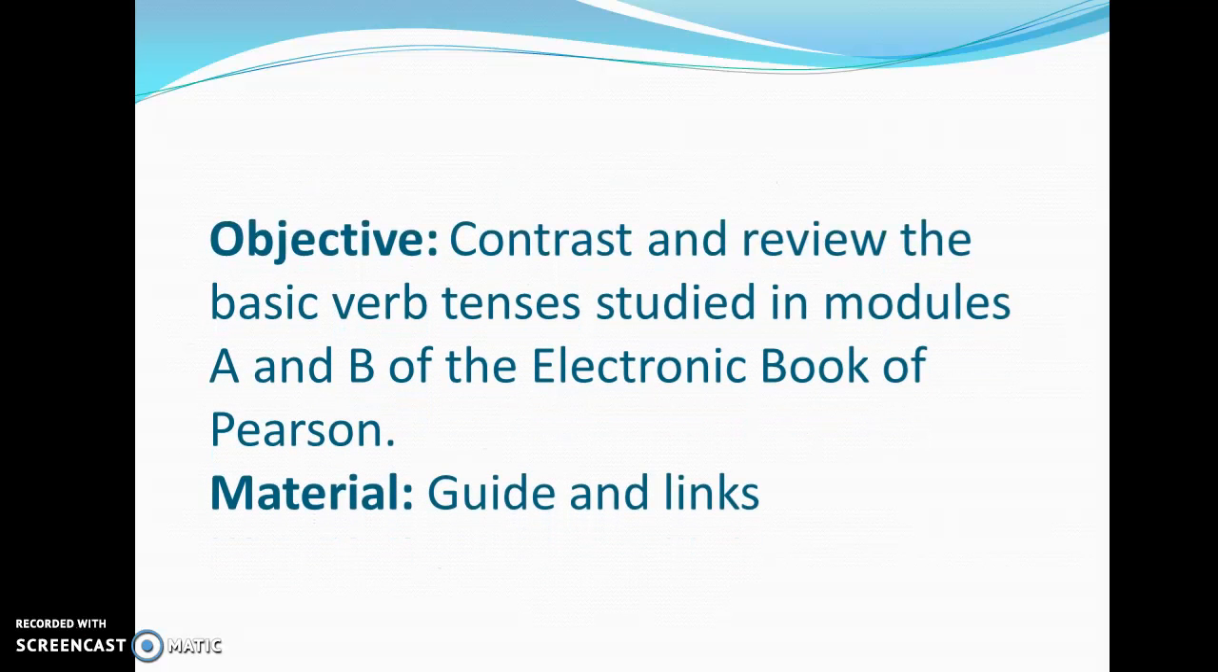The objective of this guide is to contrast and review the basic verb tenses studied in modules A and B of the electronic book of Pearson. The only material you will need is this guide and the links I will share with you at the end of this guide.